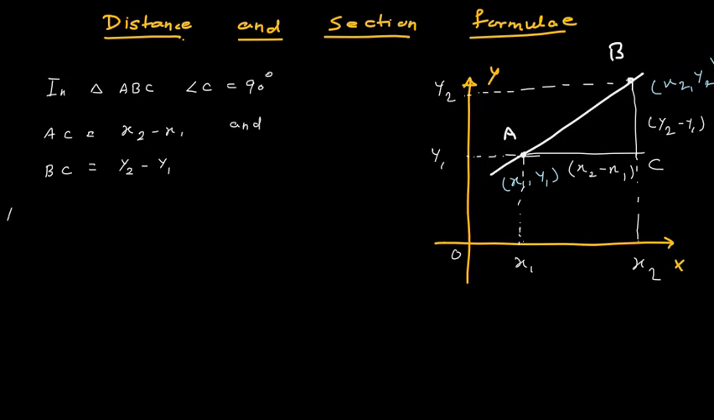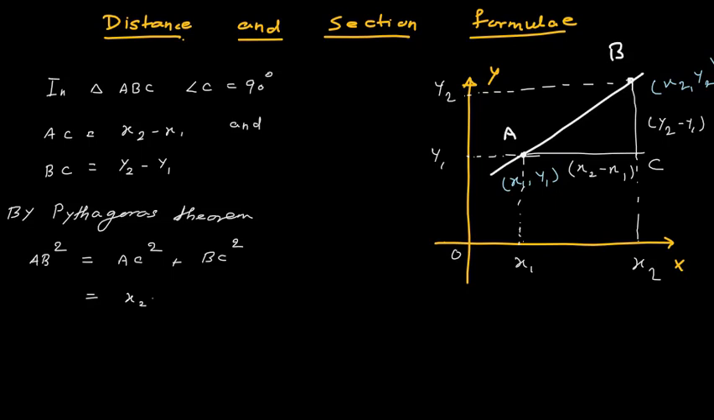So if I apply Pythagoras theorem, so I will say that by Pythagoras theorem, you have this distance AB square. Hypotenuse square is sum of square of other two sides, that is AC square plus BC square. So this AB square is equals to AC, AC is x2 minus x1 the whole square, and this BC is y2 minus y1 the whole square. This is your AB square.